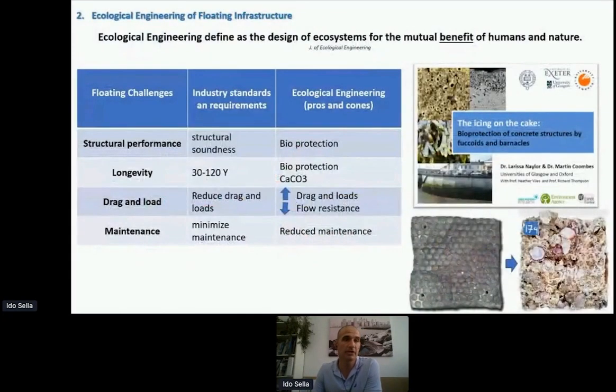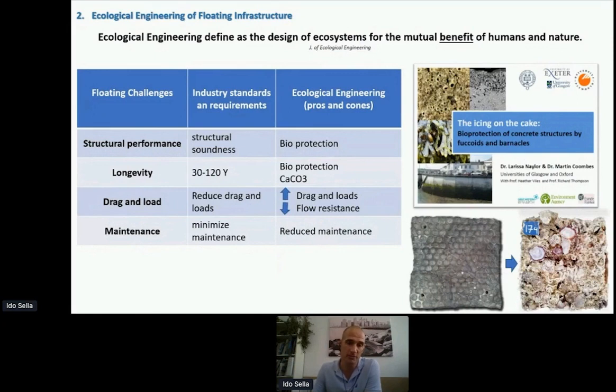And that's the meaning of ecological engineering: to actually create a mutual benefit for both humans and nature on structures that are functioning. And if we look at floating challenges, if we look at structural performance, longevity of the structure, drag and load and maintenance, all of them can be addressed in ecological engineering.